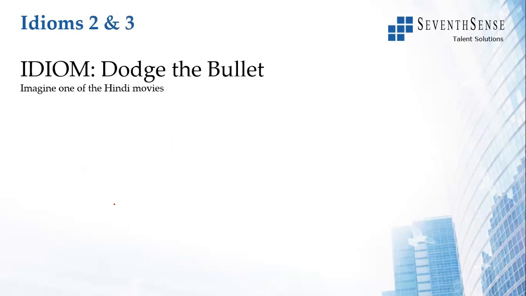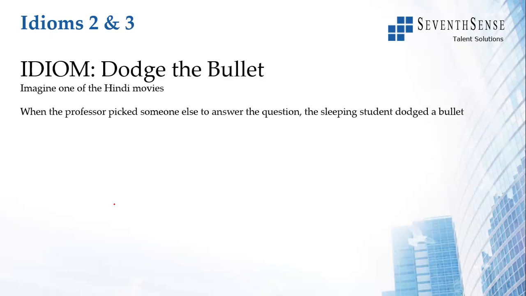Dodge the bullet. Okay, imagine one of the Hindi movies. You are the hero and the villain has shot at you. If you remember movies in the 80s, the hero would just move to the side, swerve, and the bullet would miss its mark. So dodge the bullet. If you get this idiom, you remember the heroes of the 80s swerving and moving away and escaping from the bullets of the robber or the villain.